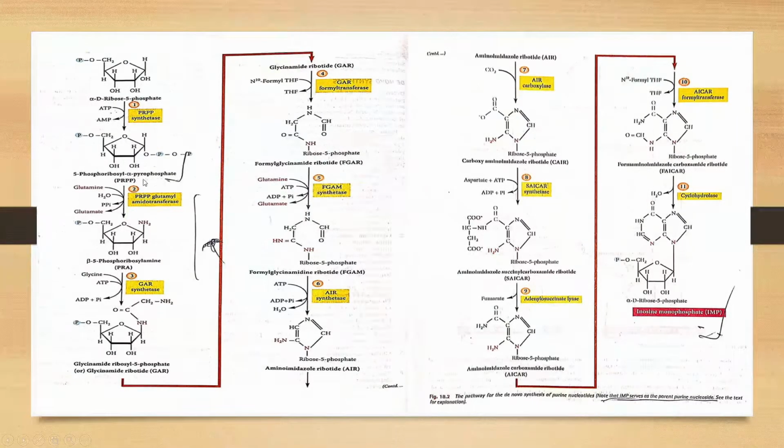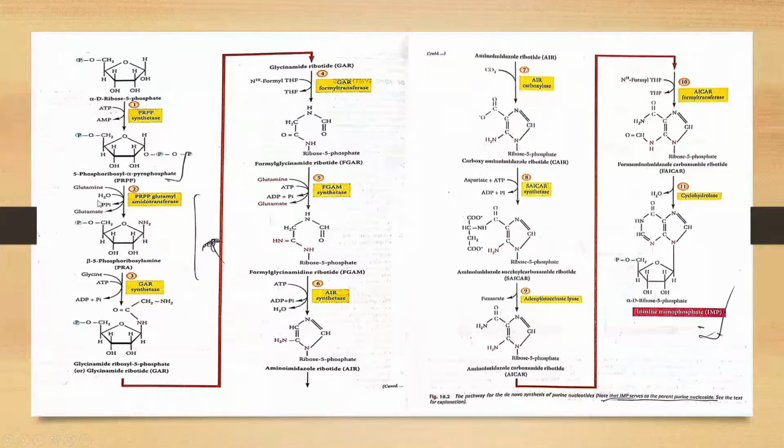5-phosphoribosyl alpha-pyrophosphate, called PRPP. PRPP is also involved in the purine salvage pathway and in the biosynthesis of pyrimidine nucleotides. It is also utilized in the synthesis of NAD+, nicotinamide adenine dinucleotide, and NADP+, nicotinamide adenine dinucleotide phosphate, and also in the synthesis of the amino acids histidine and tryptophan.